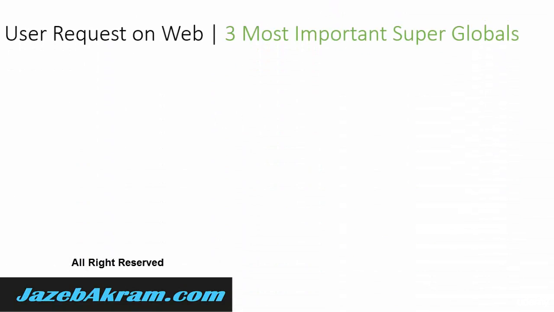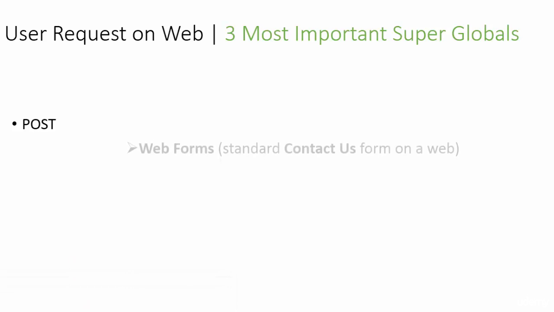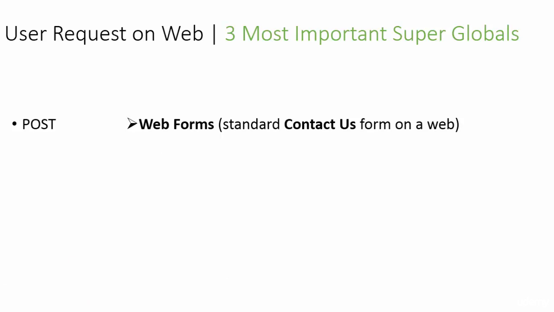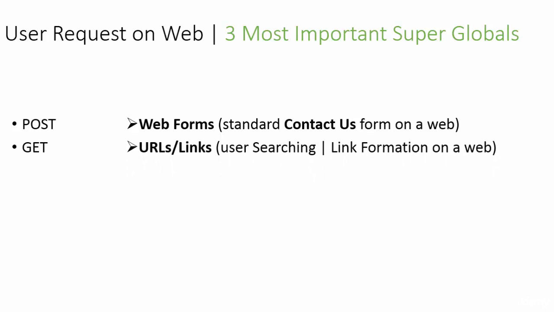So in the three most important superglobals, we have seen the POST superglobal and we discussed it very deeply in our previous chapter and ended up by making a complete PHP application. Now in this chapter we are going to focus on our GET superglobal variable. As I mentioned before, GET is all about URLs, links, users searching on the internet, and how links and URL formats work on the web.